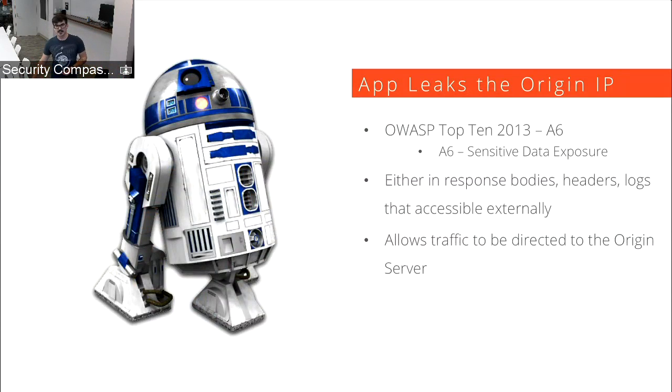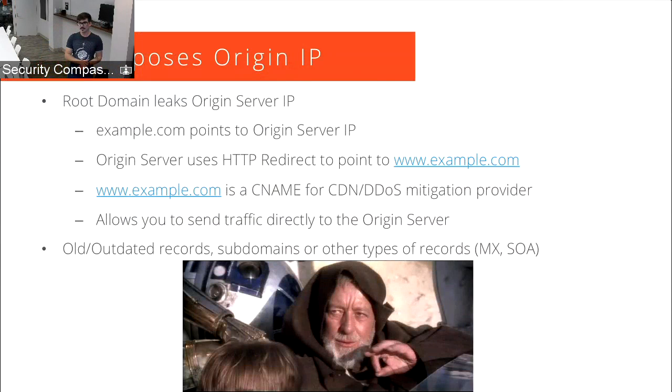Another common way we see origin IPs leaked is through DNS. One very common scenario is where the root domain, let's say example.com, will actually point to the origin IP. And when users go there, or when the browser goes there, it'll send an HTTP redirect back to actually go to www.example.com. And from there, that'll point to the actual CDN infrastructure. And obviously this is an issue because again, it's an easy way to discover the origin IP.